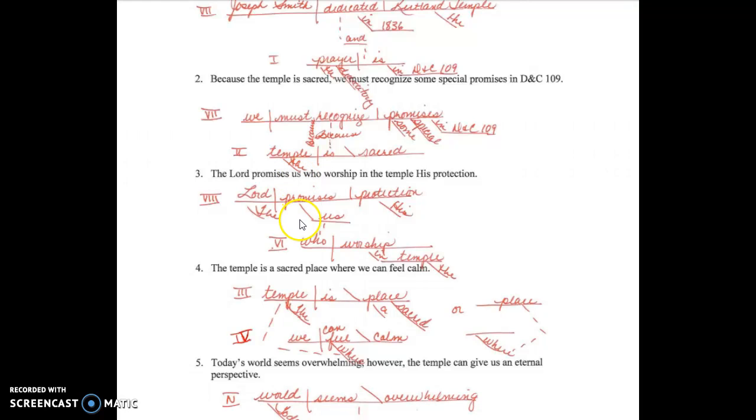When you add that to, it makes it clear that that's an indirect object and protection is a direct object. So we have subject, verb, direct object, and indirect object makes that a pattern 8. The Lord promises his protection to us. And then we go back to this clause that's kind of separating everything. And it is clarifying us. So we have who is the subject, worship is the verb, and then in the temple is the prepositional phrase. So that makes that a pattern 6.